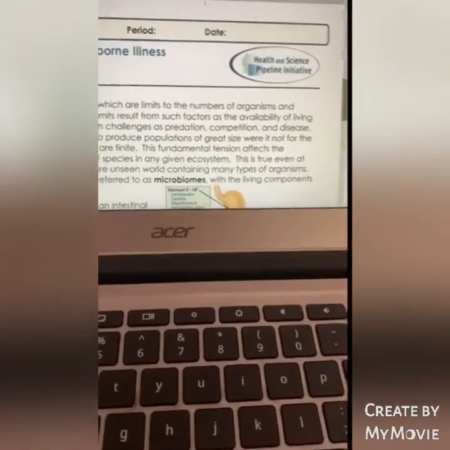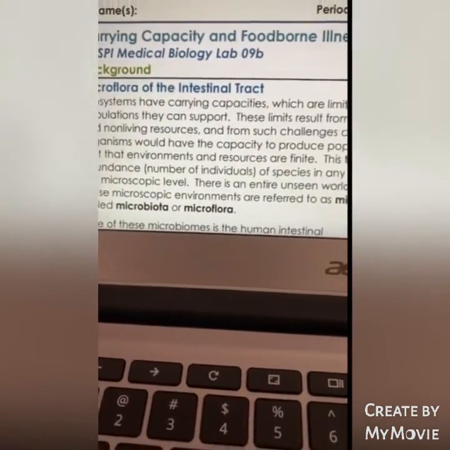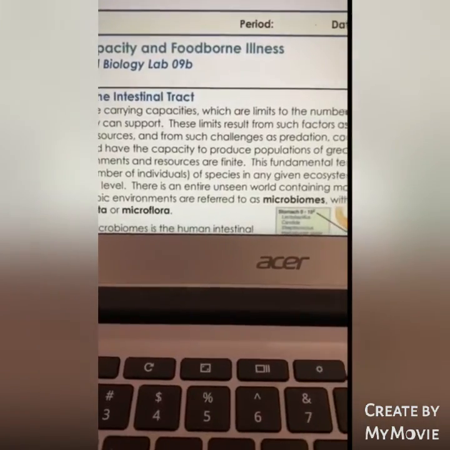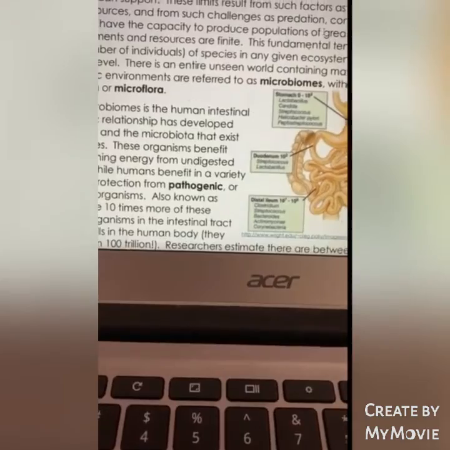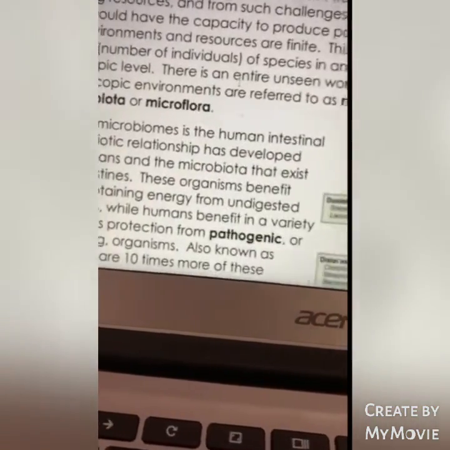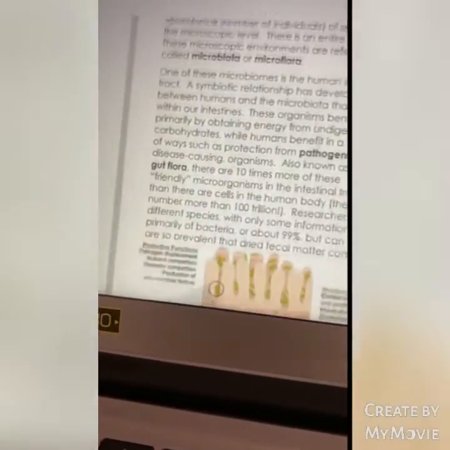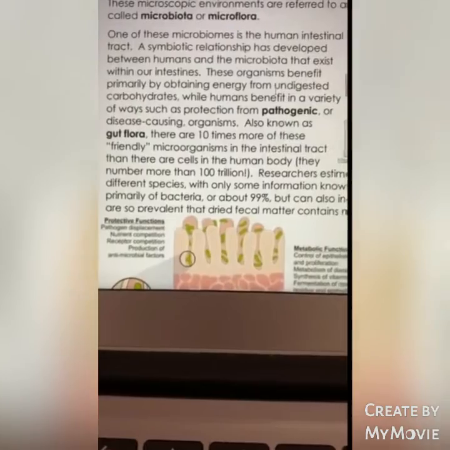This fundamental tension affects the abundance, or number of individuals, of species in any given ecosystem. This is true even on the microscopic level. There's an entire unseen world containing many types of organisms. These microscopic environments are referred to as microbiomes, with living components called microbiota and microflora. One of these microbiomes is the human intestinal tract.